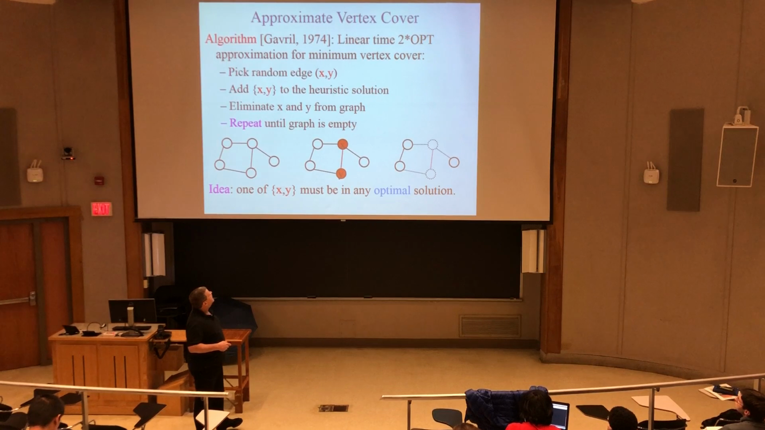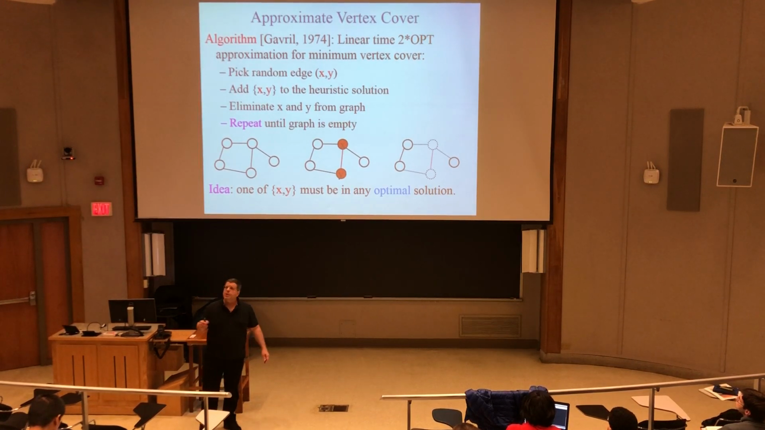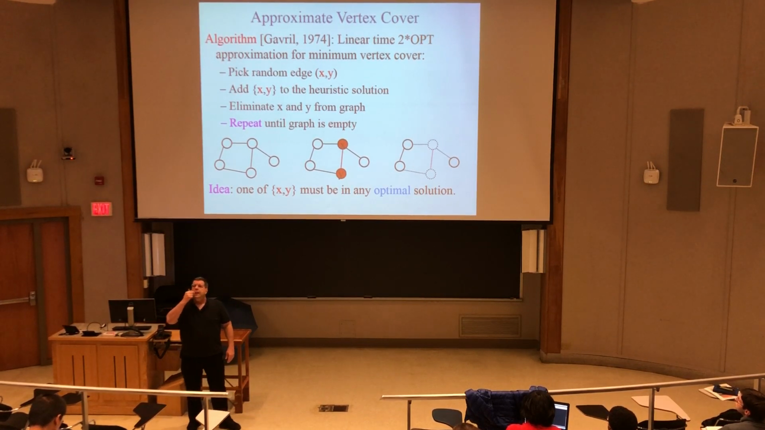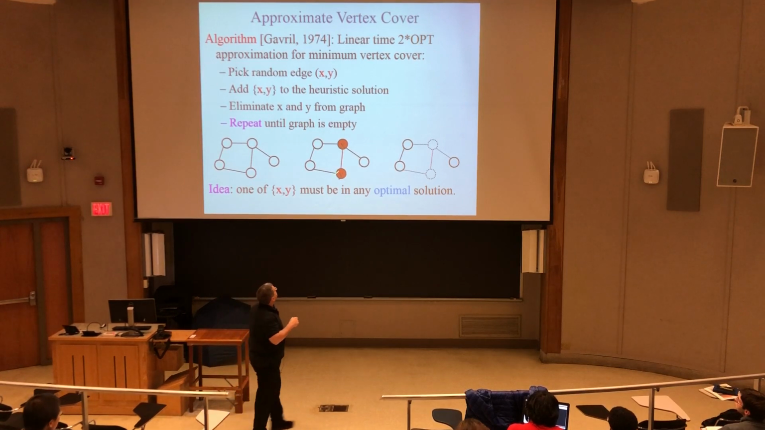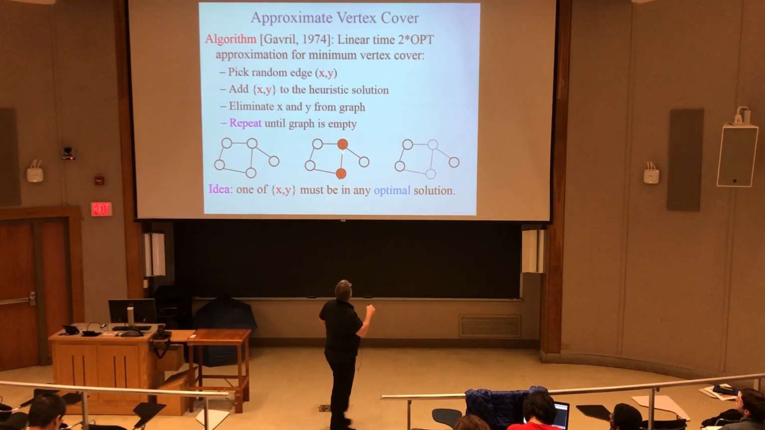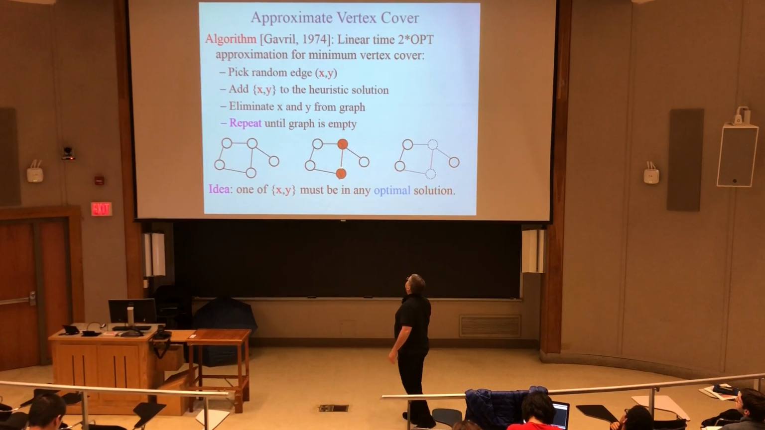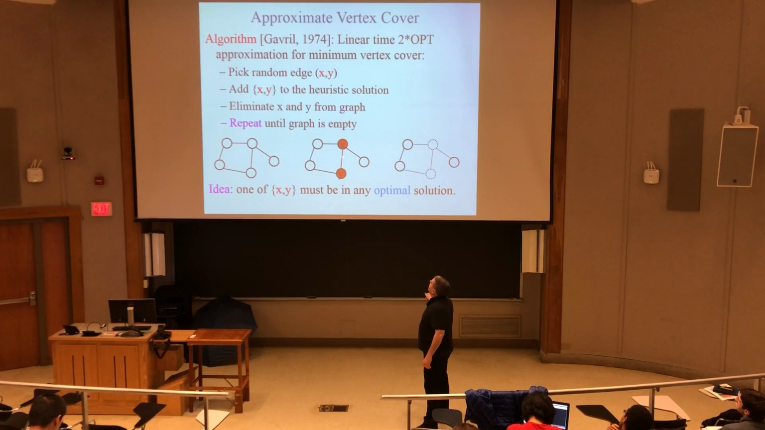And the analysis of this, why it's twice optimal, is also relatively straightforward. And the reason is, you look at this edge in red, connecting the x and the y, and in any vertex cover that must touch every single edge, at least the x must be in that cover, or the y must be in that cover.